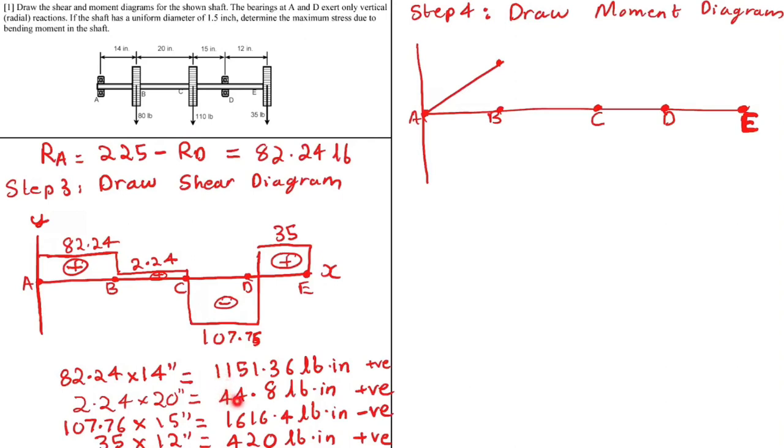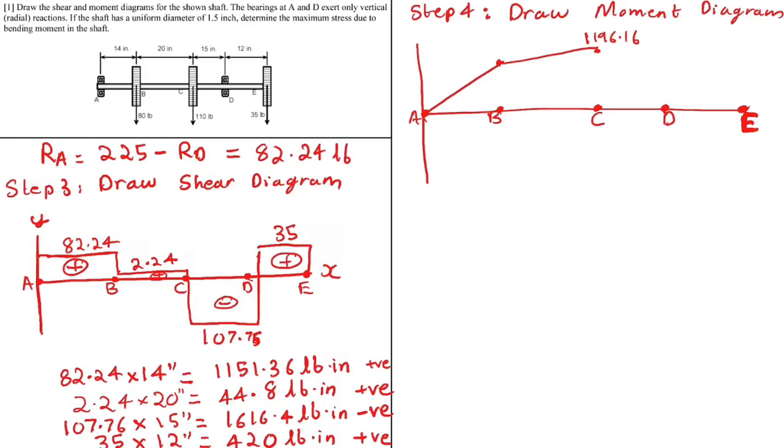The second value is 44.8. Now the thing to be noted is, since this is positive, you need to add the positive value to the next point. So point C is not 44.8, which is down. It has to be 1151.36 plus 44.8. There are some students who make this a common mistake, so please be careful. Add these two values. So the next value will come out to be 1196.16.